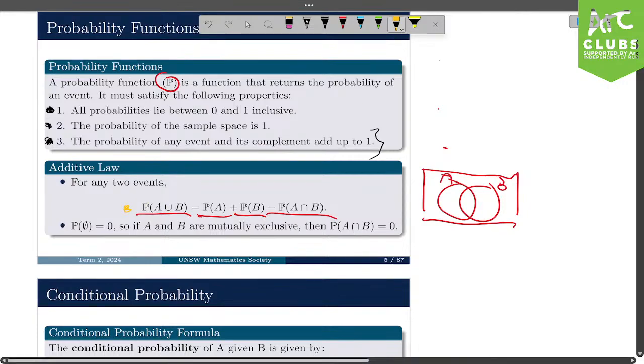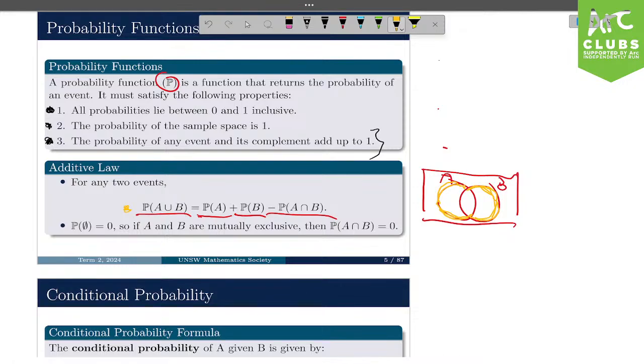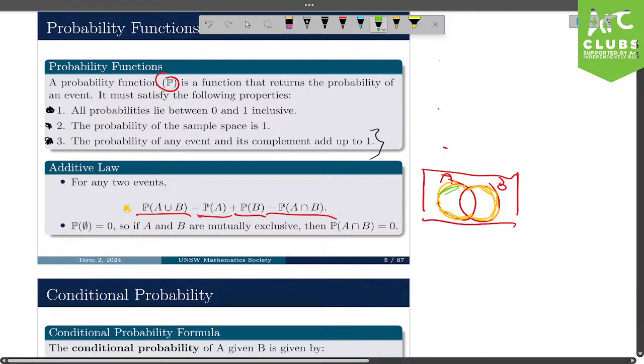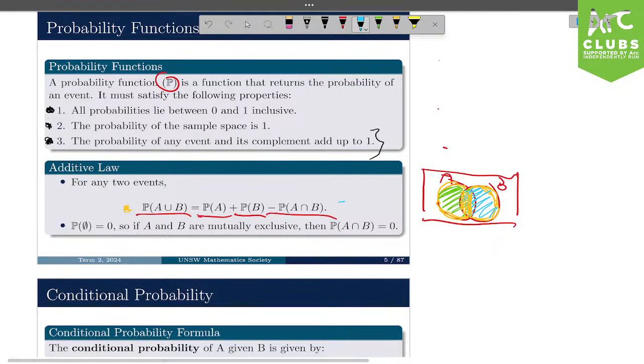We can say that the probability of A union B, you have to forgive me for the poor writing, is this thing. So how do we get that? Well, we can just add up the probabilities from A, and then we can add the probabilities from B. And then, well, we've double counted this center. So we need to subtract it off. And that's where this law comes from.